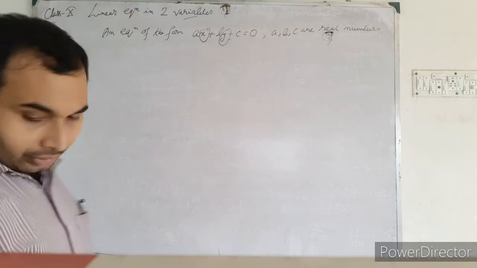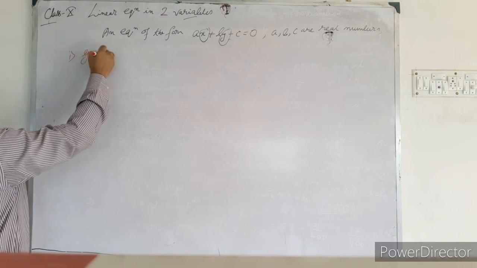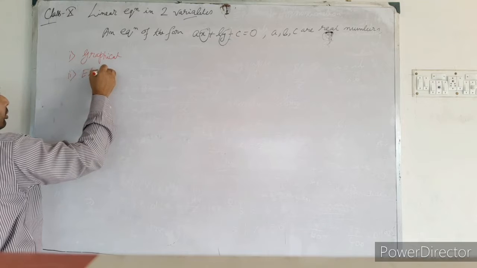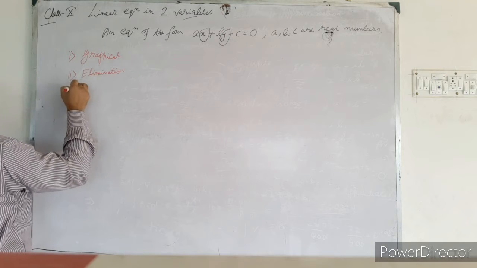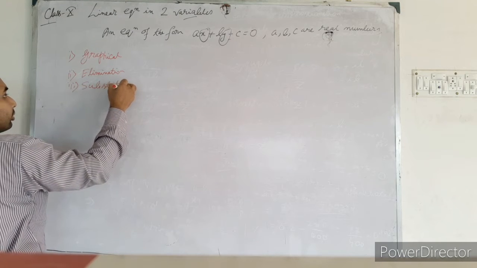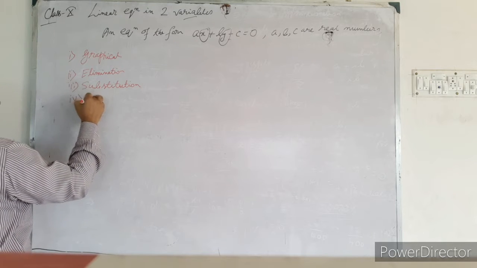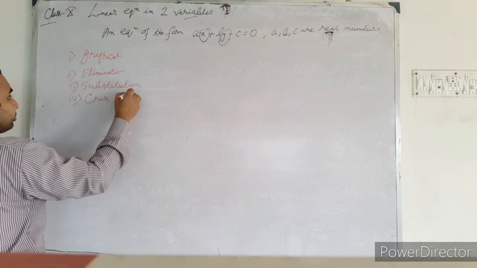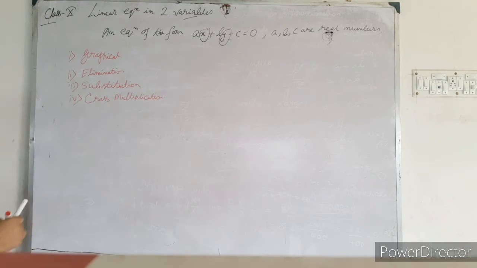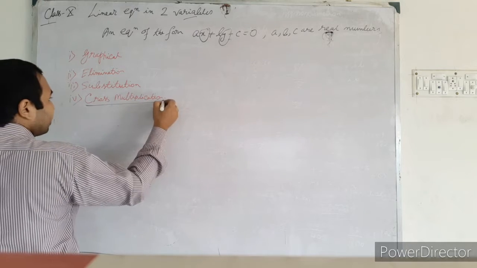So students, four methods are there for solving the linear equation. Number one, the graphical method. Number two, the elimination method. Number three, the substitution method. Number four, the cross multiplication method. Four methods are there, and at the latest reduction of the syllabus, this has been cancelled out.